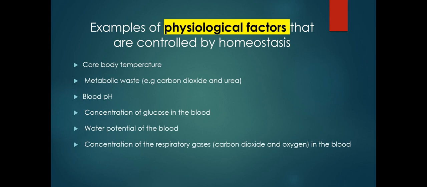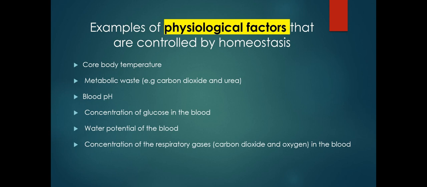Number three, blood pH. pH stands for power of hydrogen, and if the pH in our body increases or decreases, it will cause a change in the hydrogen bonding of our enzymes and proteins. Remember that globular structures in our body have hydrogen bonding, and they are really essential. Enzymes themselves are essential. Without enzymes, our chemical reactions won't take place. So maintaining blood pH is really essential.